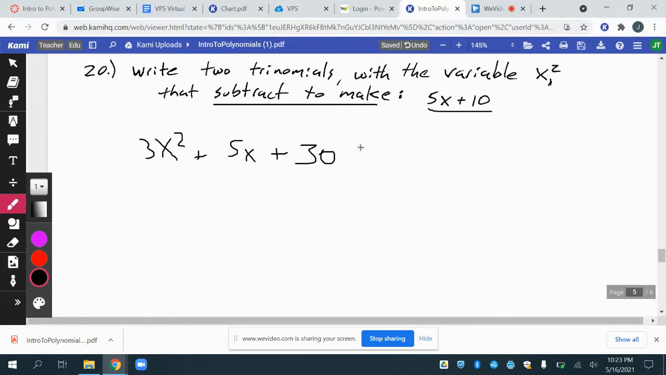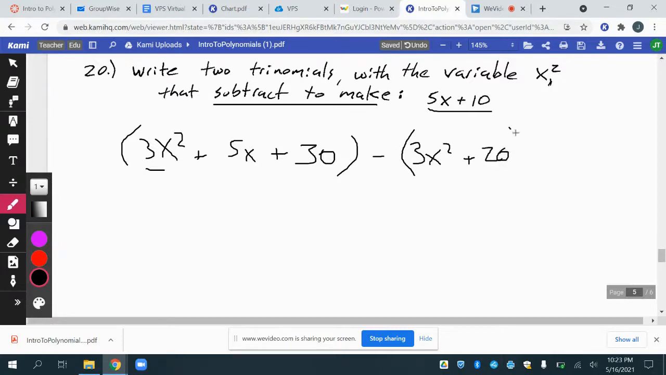Well, I need to get rid of all the x squareds, right? So that's going to mean I need to get rid of 3x squareds. What else do I need to do? Well, I don't need to get rid of the 5x. It's already there, isn't it? Okay. And then 30 minus something makes 10. Oh, that's going to be 20, but I'm already subtracting.